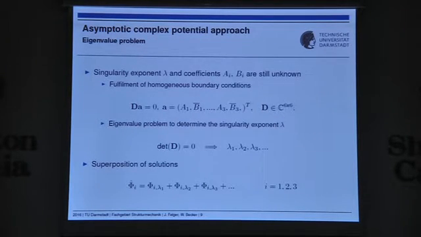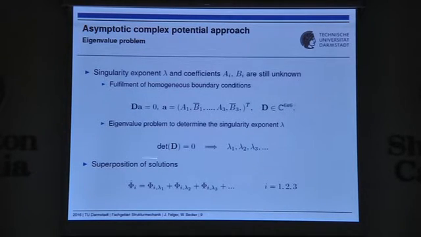Up to now, the singularity exponent lambda and the complex coefficient are still unknown. So the requirement that homogeneous boundary conditions along the notch faces are fulfilled leads to a homogeneous system of 6 linear equations. And a non-trivial solution exists only if the coefficient matrix here is singular.